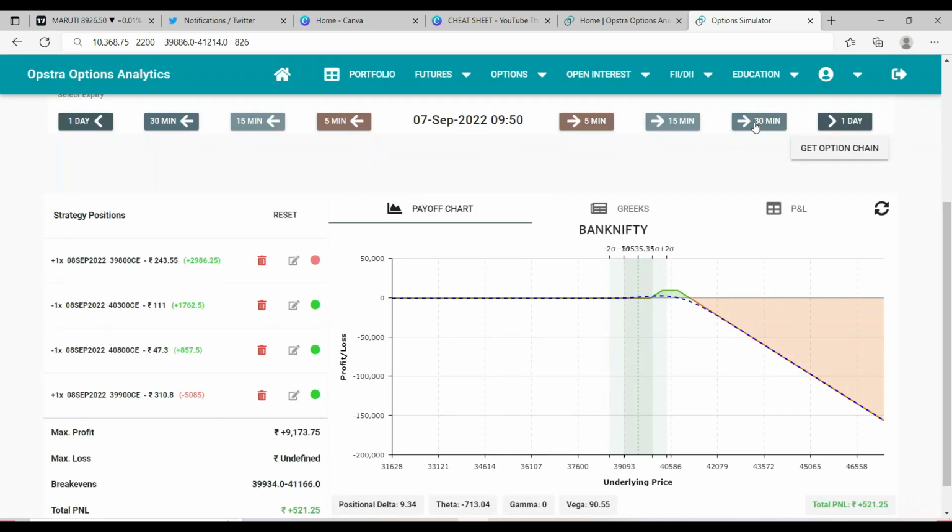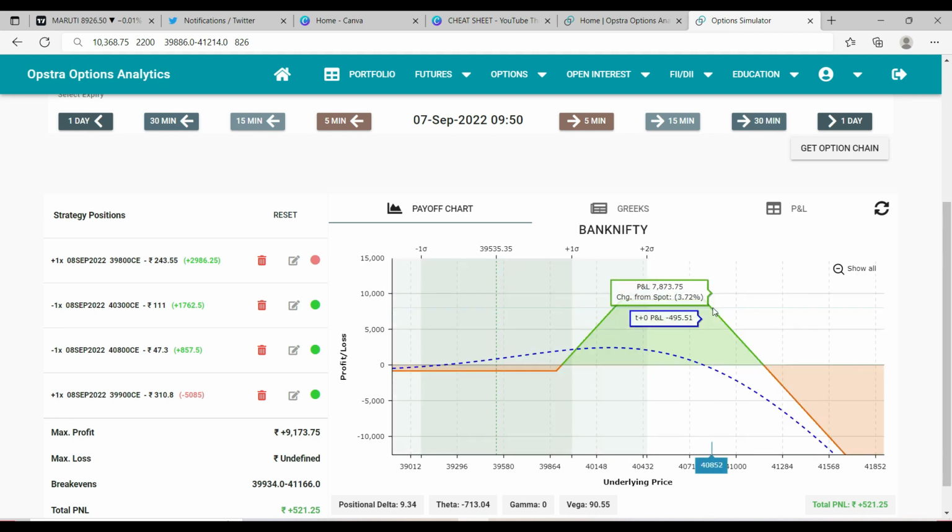Let me go to 30 minutes, right? Even at 30 minutes, the market is staying. See, let me zoom it out. This is what happens with your ratio spread. But ratio spread rocks, friends. Seriously, I'm telling you. Even if the market makes a down circuit, your loss will be only 826. And we are not going to give that loss.